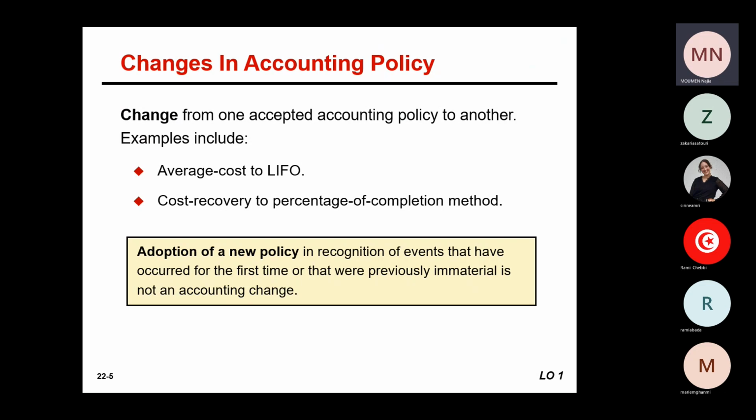When, for example, you change from a cost recovery to percentage of completion method. Okay, that's also another example of a change in accounting policy. So what you have to keep in mind is that if you adopt a new policy to recognize events that had occurred for the first time or that were previously immaterial, that's not an accounting change.